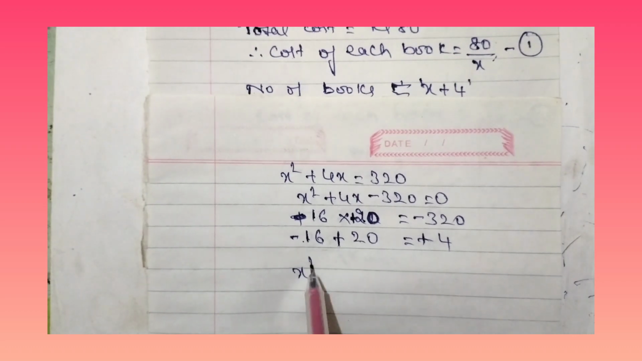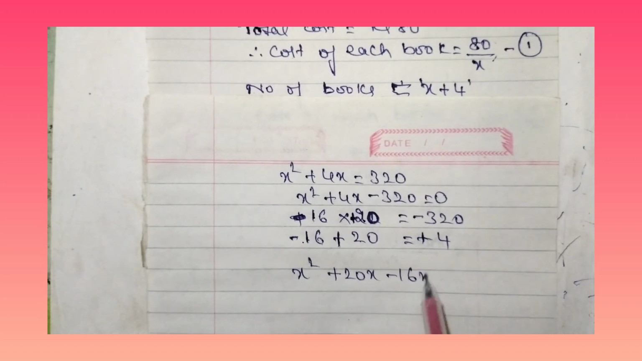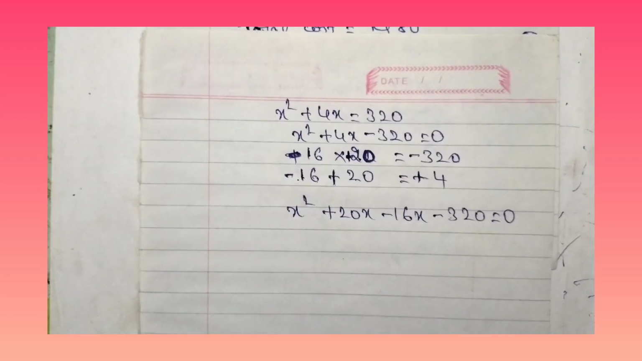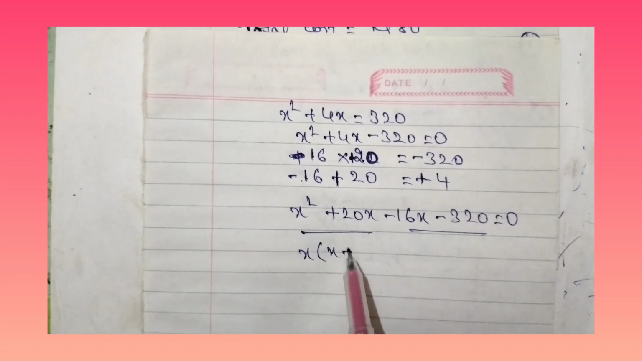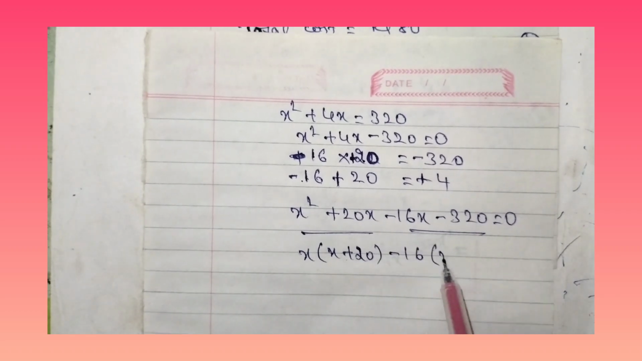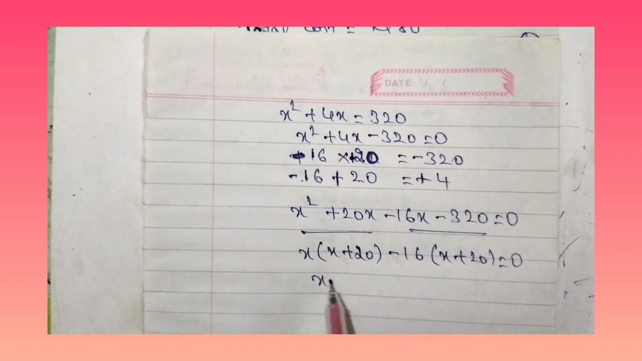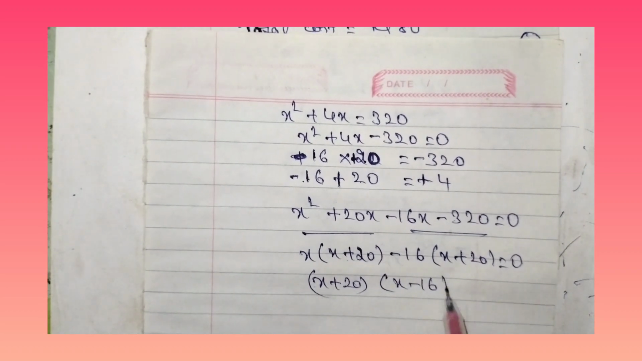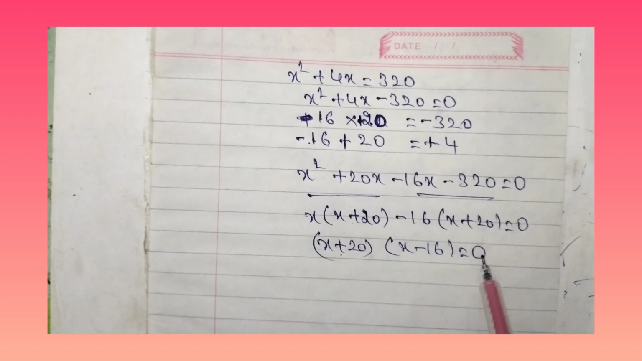So x square plus 20x minus 16x minus 320 is equal to 0. Make these two one group and these two one group. If I take x common, x plus 20. Then if I take minus 16 common, then x plus 20, which is equal to 0. So common x plus 20, remaining x minus 16, which is equal to 0.